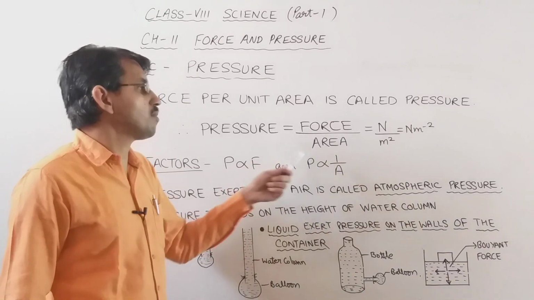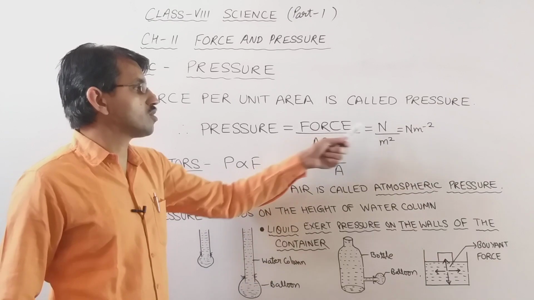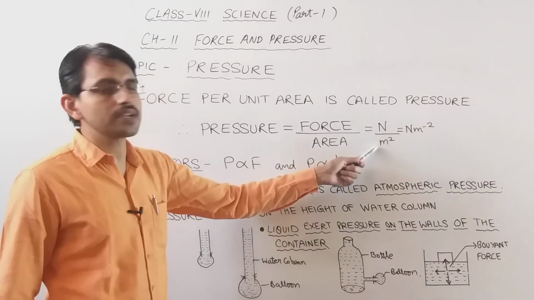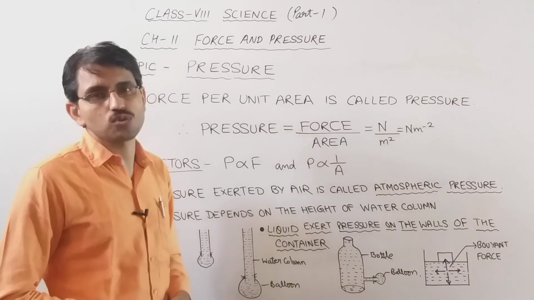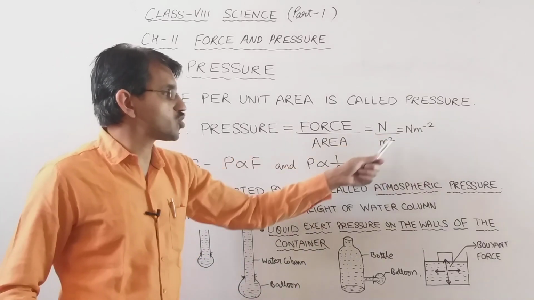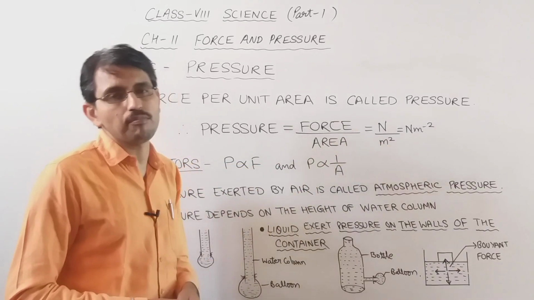By this formula we can easily find out its SI unit. You know, the unit of force is Newton and that of area is meter square. So the SI unit of pressure is Newton per meter square, or Nm minus 2. It can also be written as Nm minus 2.